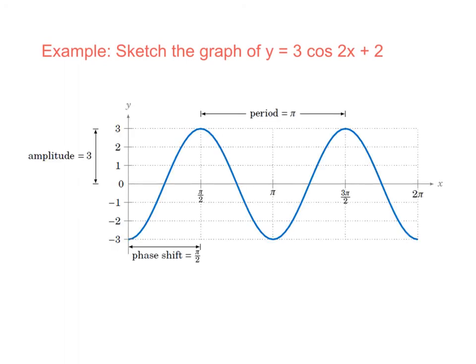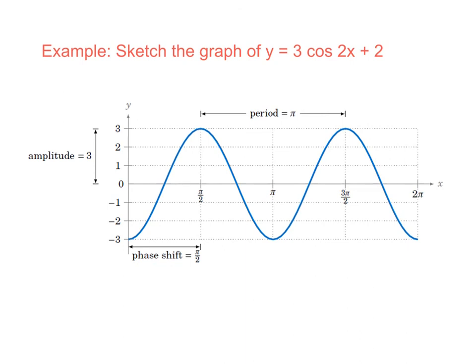Now remember what the basic cosine function looks like. And now let's see what's happened to this. The first thing we notice is that the amplitude is 3. So notice it no longer goes up just to 1. It now goes all the way up to 3 on the y-axis and down to minus 3 on the negative y-axis. Also notice that we have a phase shift equal to pi over 2.